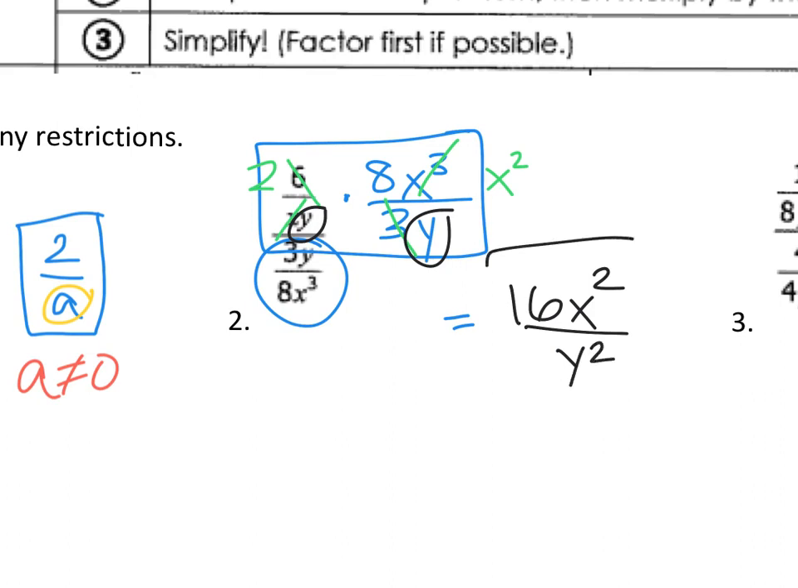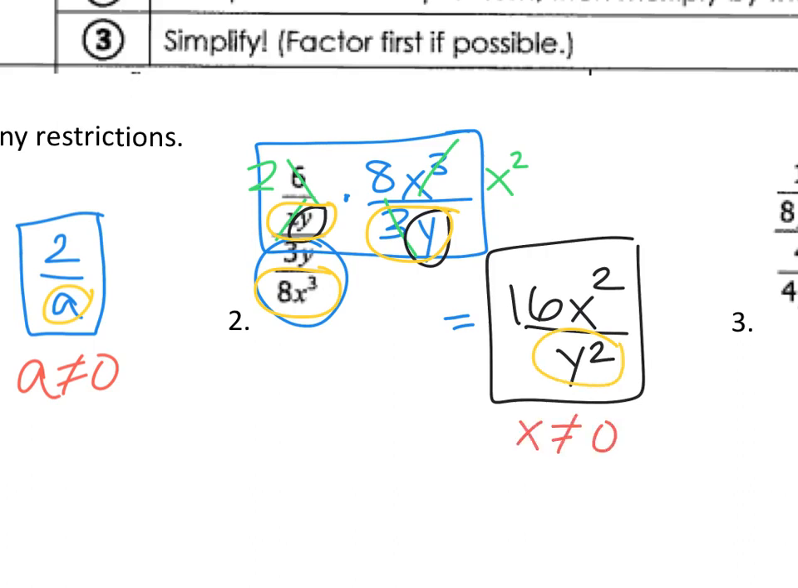So when I do the restrictions, I want to look at the denominator at each point. So I have xy, 8x cubed, 3y, and y squared. So my restrictions are going to be x can't be 0 because of the xy right here, and because of 8x cubed, and y can't be 0.